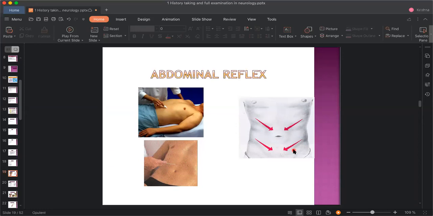One very important point is, in upper motor neuron lesion, abdominal reflex is absent, and definitely in lower motor neuron lesion also abdominal reflex is absent, because in lower motor neuron lesion reflexes are always absent. In upper motor neuron lesion also abdominal reflex is absent.